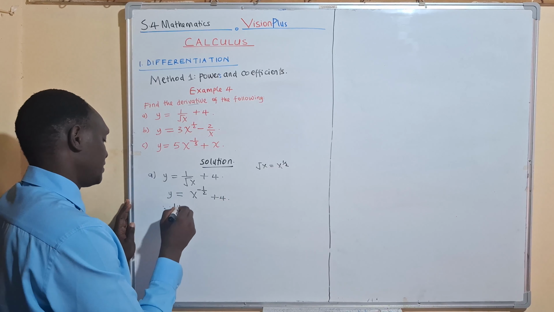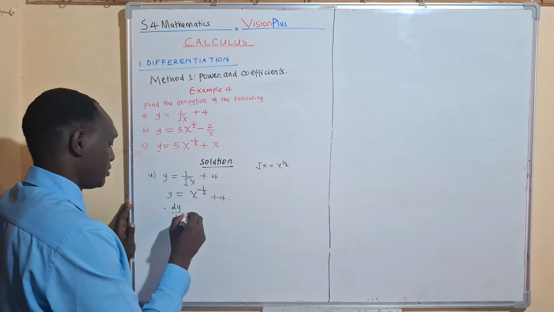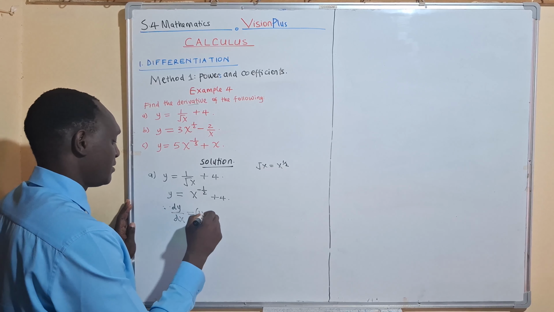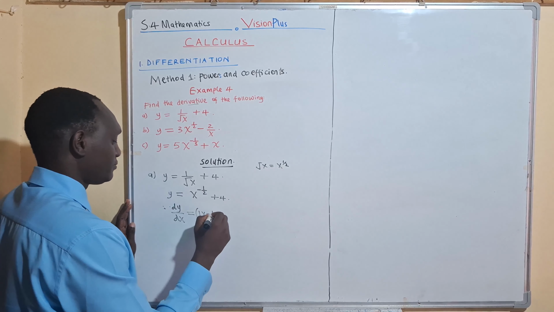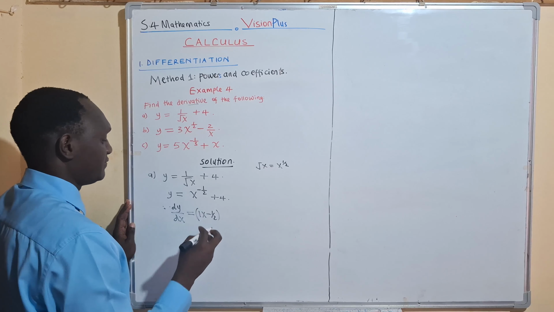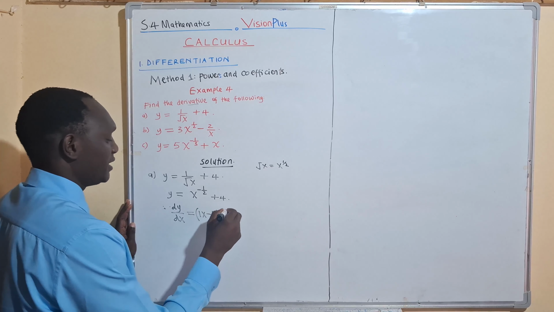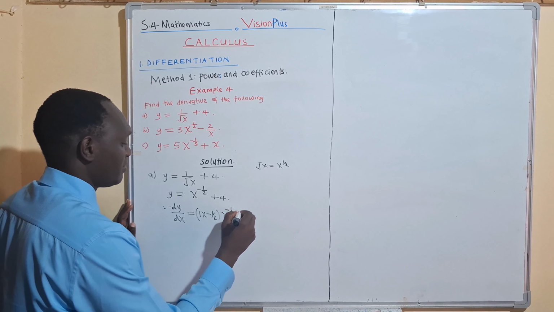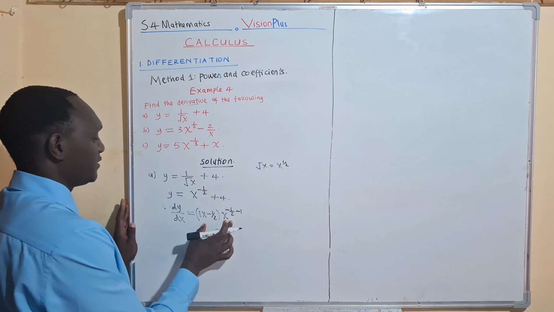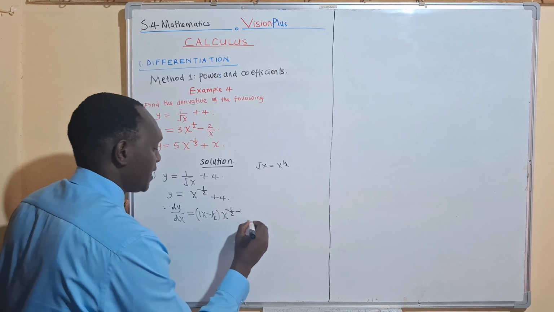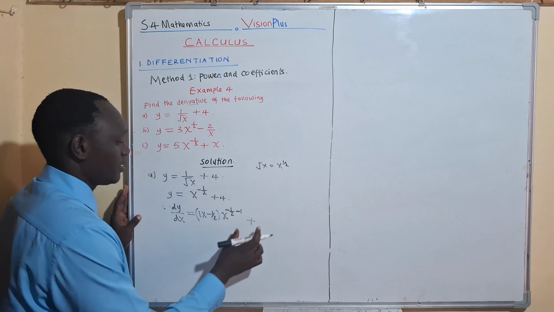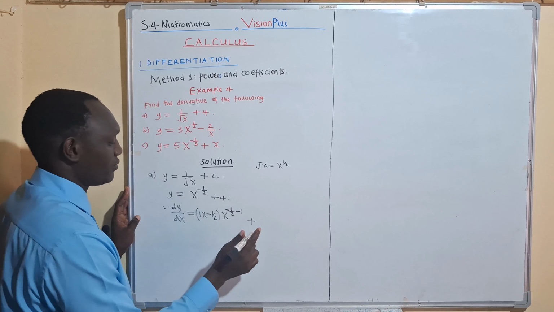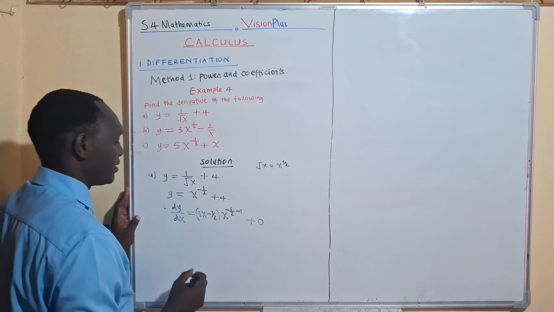Therefore, we can differentiate. dy/dx becomes, there is a coefficient of 1 here. So 1 times, we drop the power, which is negative half, x. Now we need a new power here. That means it is the old power, negative half minus 1. We have differentiated the first term. Plus 4 is a constant. Why? It is not attached to x or y. And when we differentiate the constant, we get 0.